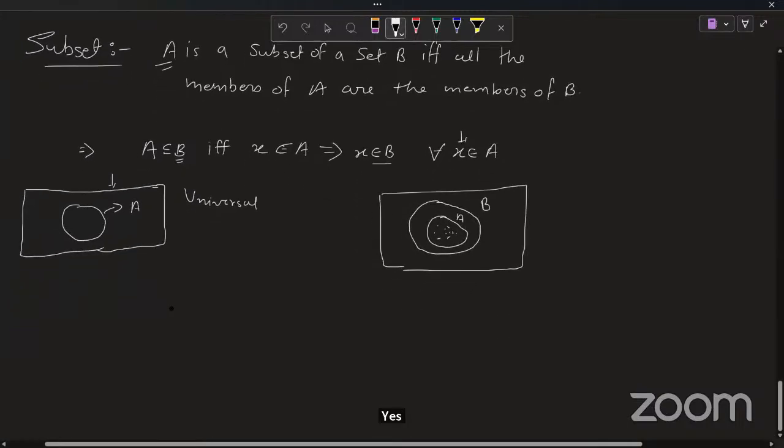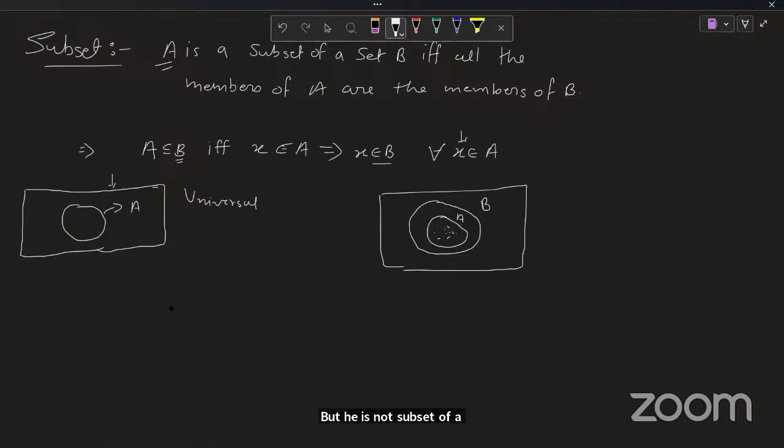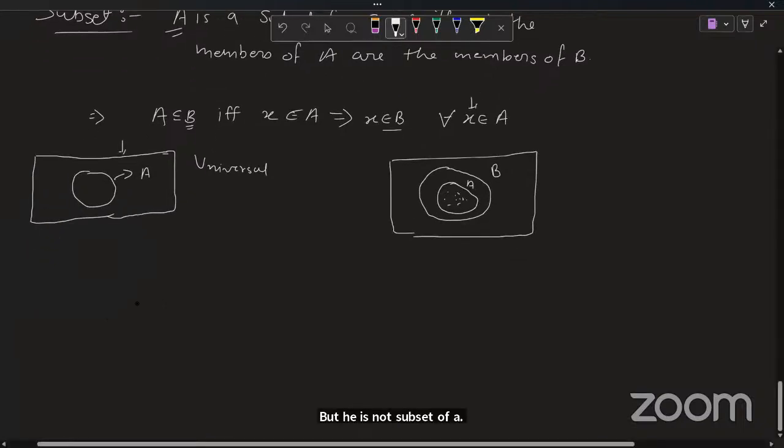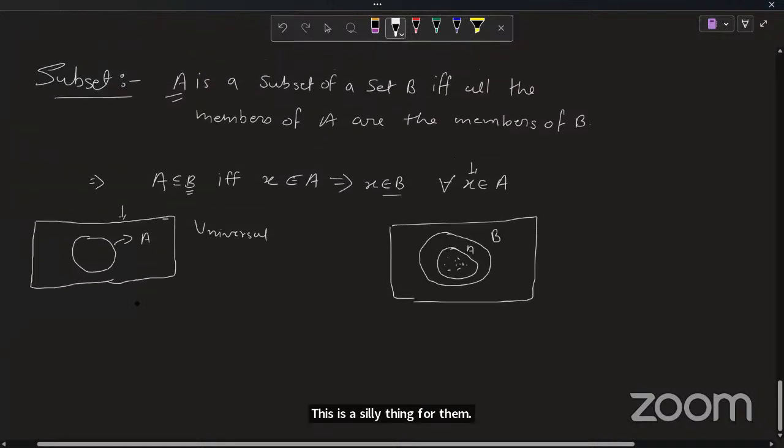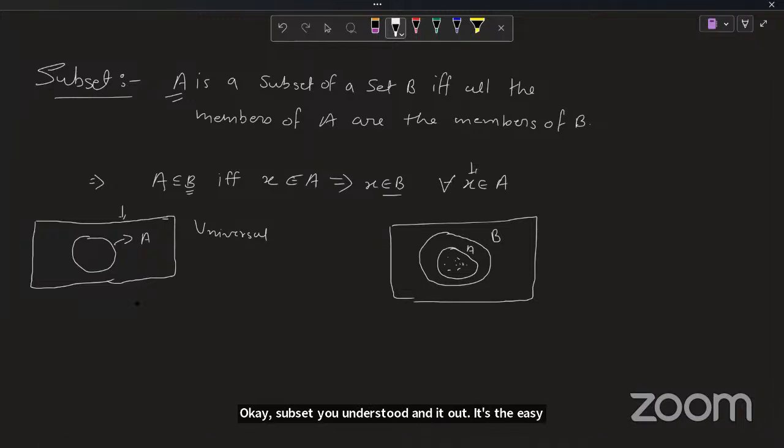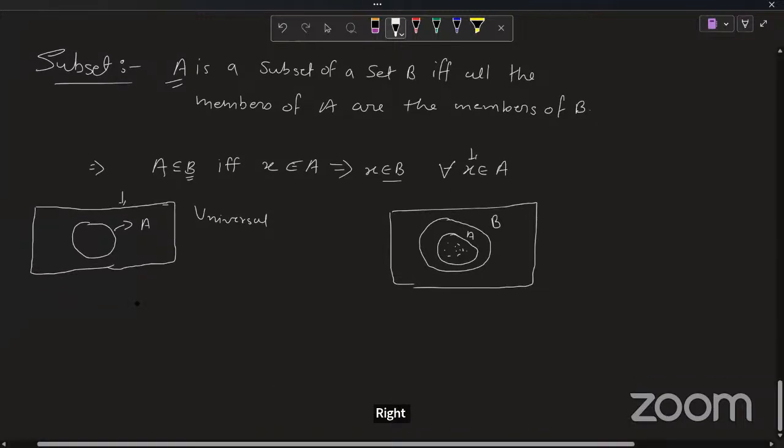Okay, who is a JE entry? Who is a JE entry? They already know this concept. This is a silly thing for them. Okay, subset, you understood? Any doubt? It's easy, right?